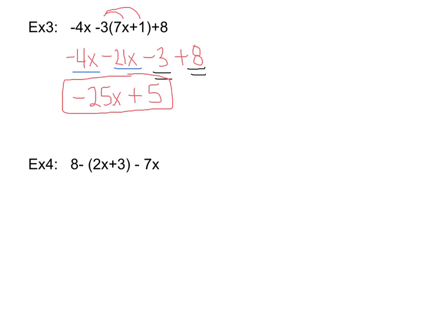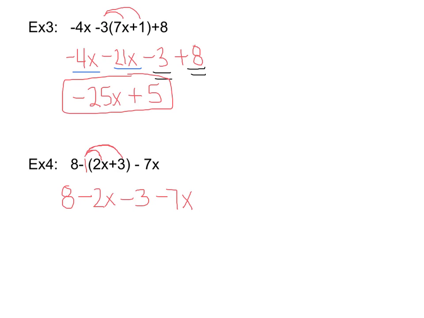8 minus (2x plus 3) minus 7x. So remember, for the minus (2x plus 3), you have a negative 1 out front, so you're going to have to distribute that through. So we're going to bring down our 8. We're going to multiply negative 1 times 2x, which gives us a negative 2x, and negative 1 times a positive 3, which gives you negative 3, and then minus 7x.